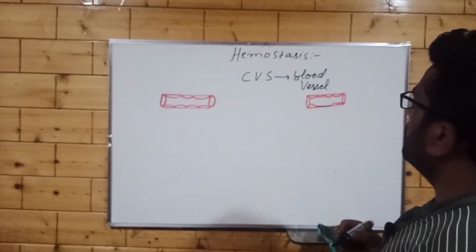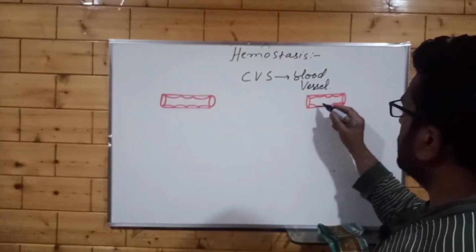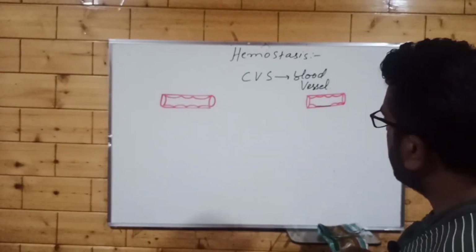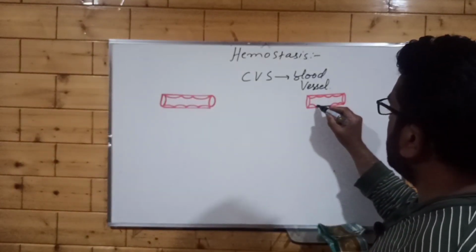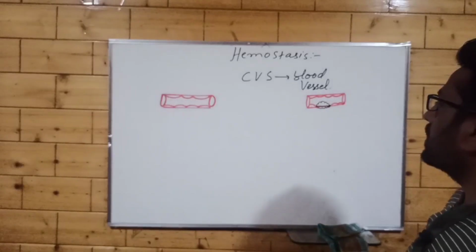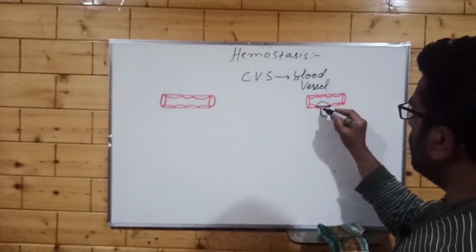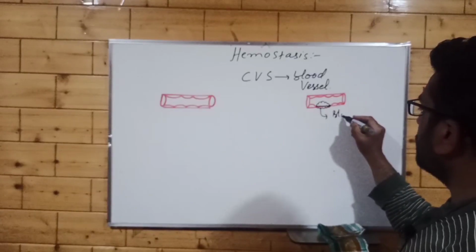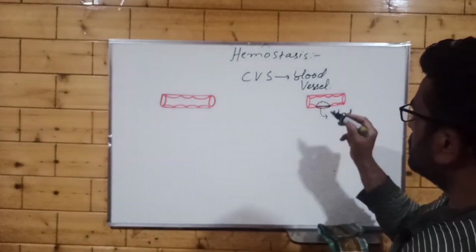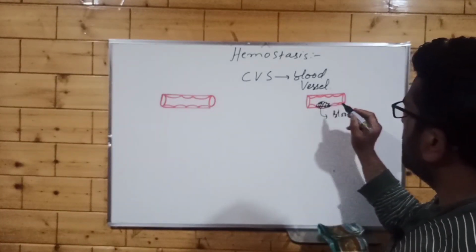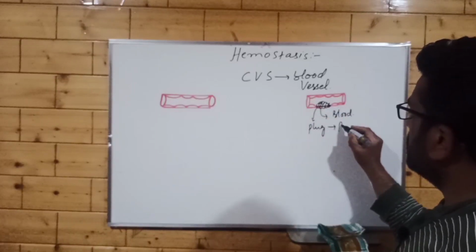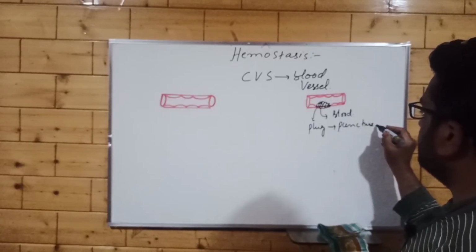What will we observe here? As soon as the blood vessel is damaged or its wall is punctured, there is a deposition of a semi-solid mass here, and the components of this semi-solid mass are derived from the blood. All its constituents are derived from the blood. So this semi-solid mass which is deposited here will plug this site, this puncture, this injury.